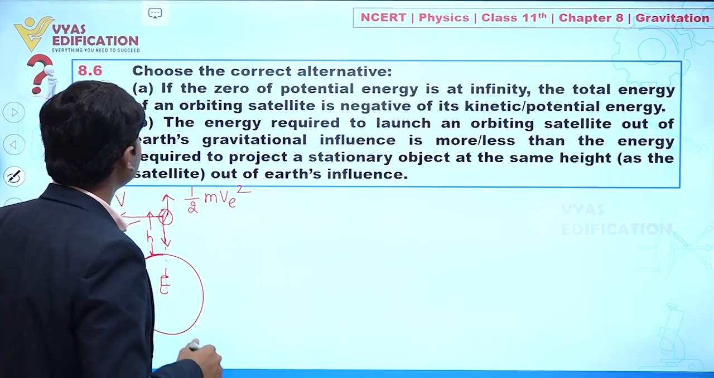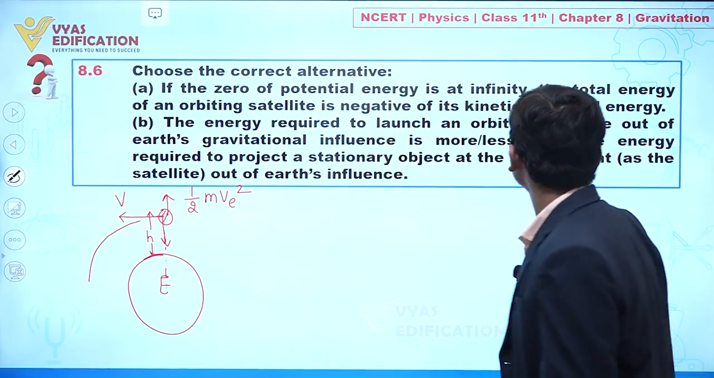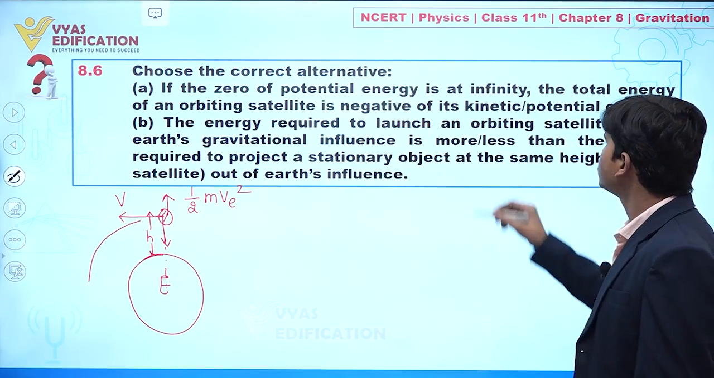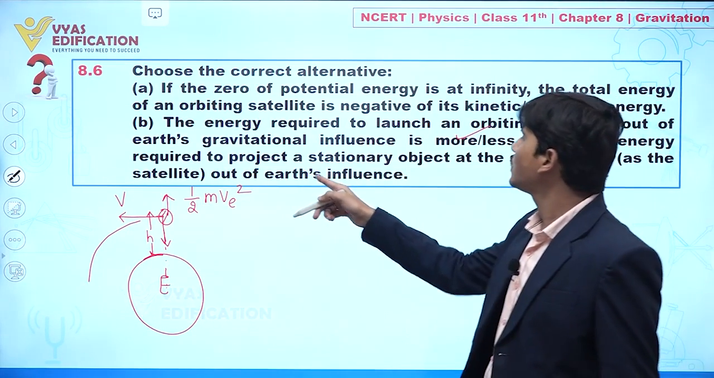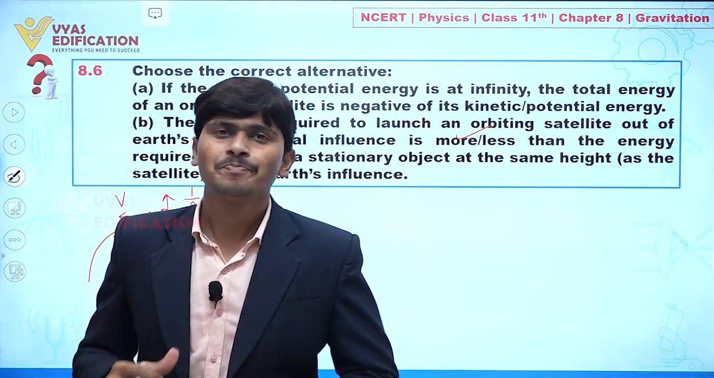Clear? So definitely our answer is that the energy required to launch an orbiting satellite out of Earth's gravitational field is more than the energy required to project a stationary object. Clear to everyone? So this is all about this question.